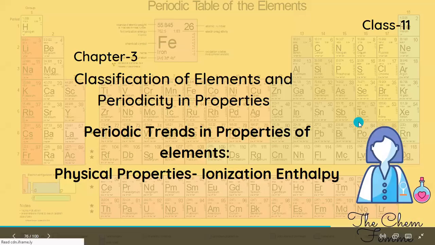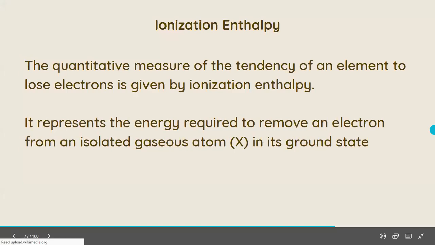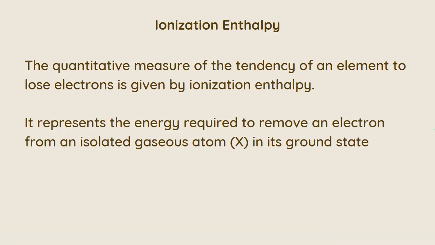In the previous video, we had discussed ionic radius. In this video, we are going to be talking about ionization enthalpy. An atom has the tendency to lose or gain electrons. So the quantitative measure of the tendency of an element to lose electrons is given by something called ionization enthalpy. So it basically represents the energy which is required to remove an electron from an isolated gaseous atom in its ground state.